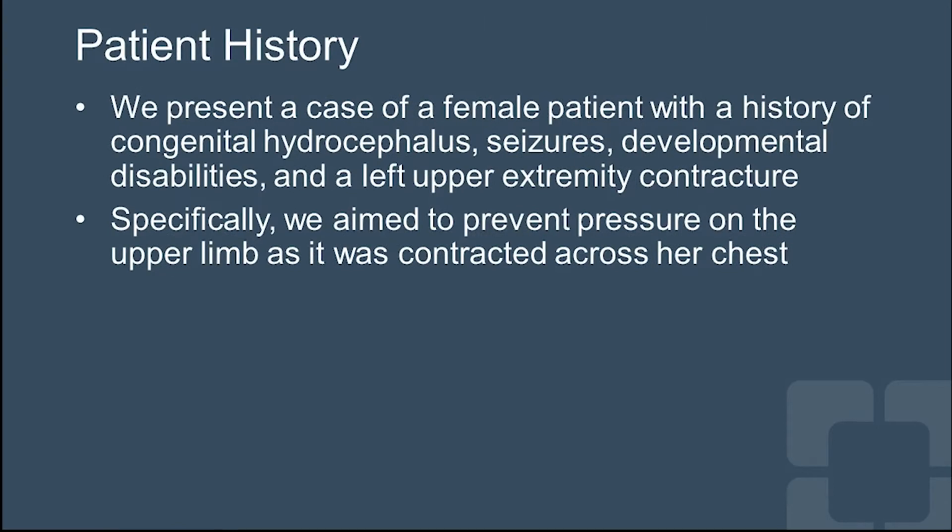We present a case of a female patient with a history of congenital hydrocephalus and multiple limb contractures, including having her left upper arm contracted across her chest. This contracture presented a unique positioning challenge in the operating room, and we aim to apply this custom foam bed to reduce pressure on her upper limb and chest while in the prone position.